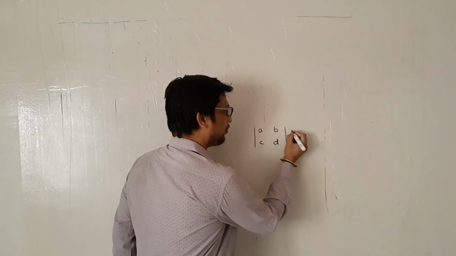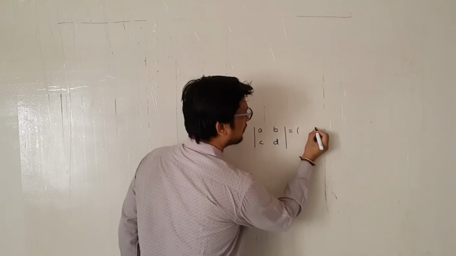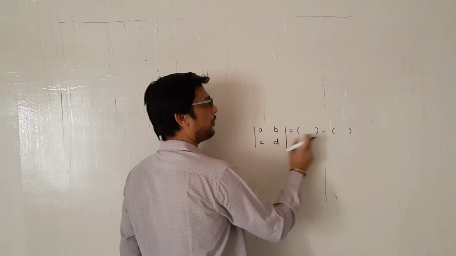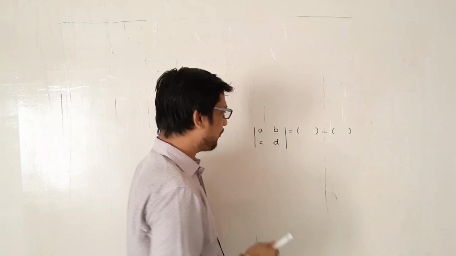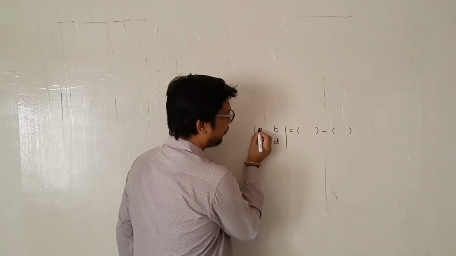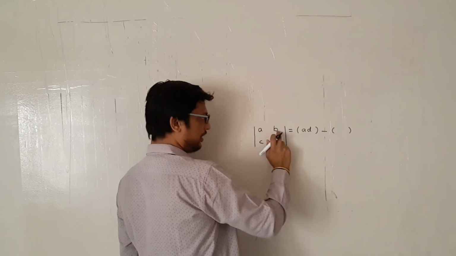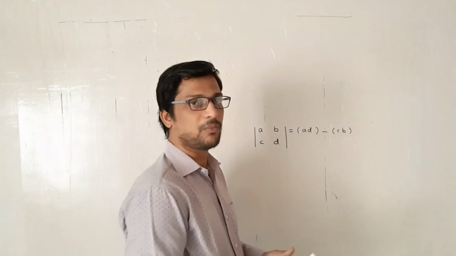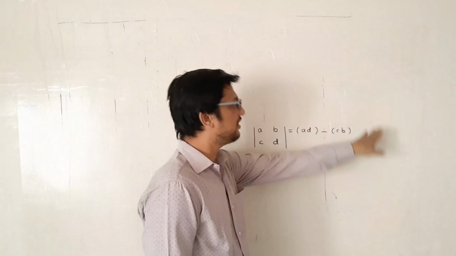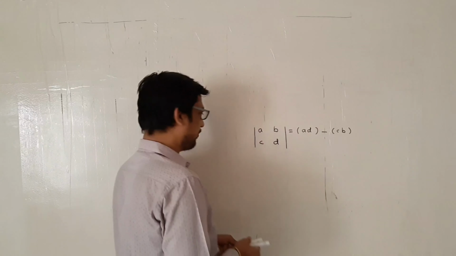Now, to obtain the value of this determinant, we will first draw two brackets, and in between the brackets we will use a minus sign. Then in the first bracket, we are going to write A into D, minus C into B. This order is very much important. See, in the first bracket I have written A into D, and in the second bracket I have written C into B. Got it?